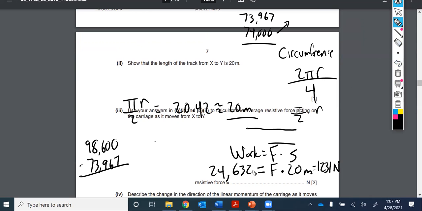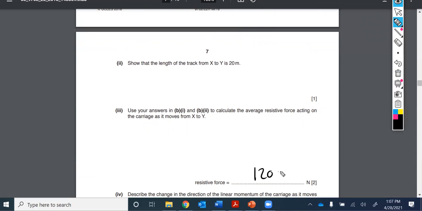Newtons, because a joule is a Newton meter, and a Newton meter divided by a meter is a Newton of force. So you get 1,231, or we could round that to two significant digits and say 1,200 newtons. So I'll clear that off. You get 1,200 newtons as the average resistive force acting on the carriage.